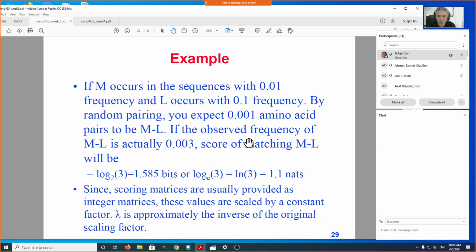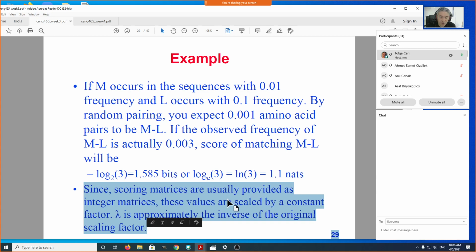So this example also shows what that log likelihood means. This is the sentence that I wanted to say: scoring matrices are usually provided as integer matrices. The original log likelihood ratios may be all very close to each other. So, for example, you will have match scores that are not inflated, for example 1.1, 1.3, 1.5. So the differences will be like that even for positively matching pairs, the more likely to observe pairs of amino acids, we will have scores like that.